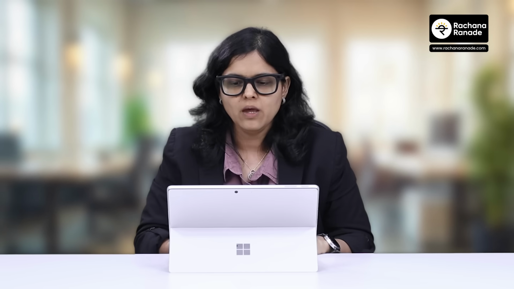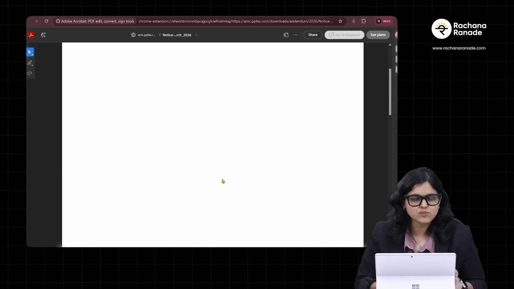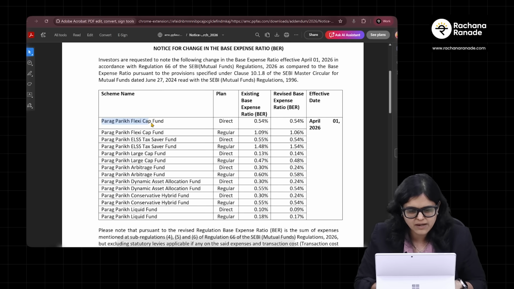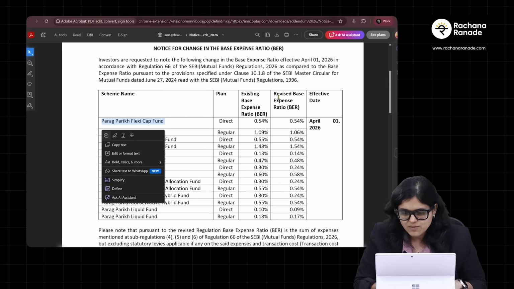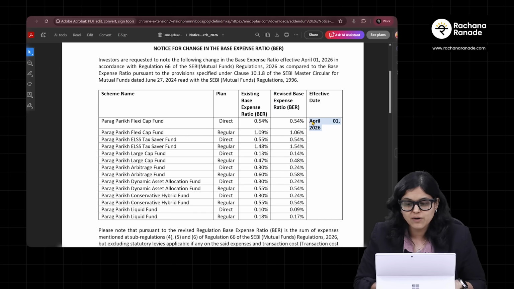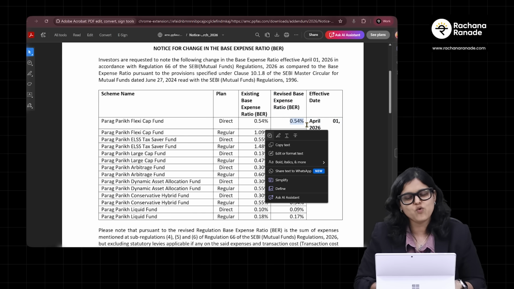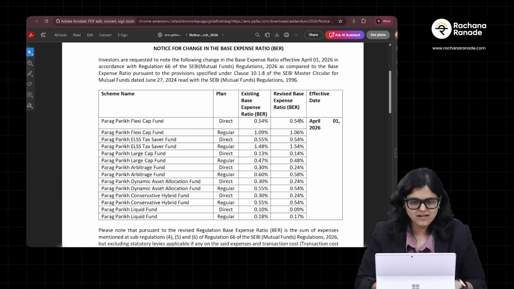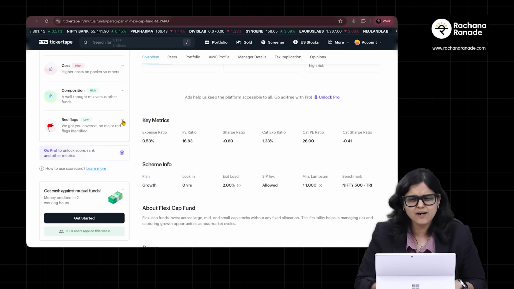Here, if I just show you again, this is on the home page. I'll go quickly to the statutory disclosures tab, and I'll just hit confirm. And here, ideally, you should see something like an expense ratio right here, total expense ratio. Now, once you check here, you will see change in BER, basic expense ratio. We are going to talk about that in the next section. But if we open this PDF, you will see that the basic expense ratio that is mentioned here for Parag Parikh Flexi Cap Fund, the revised BER, effective from 1st April 2026 is 0.54%. And if you see, the Ticker Tape one is pretty much close here at 0.54%.